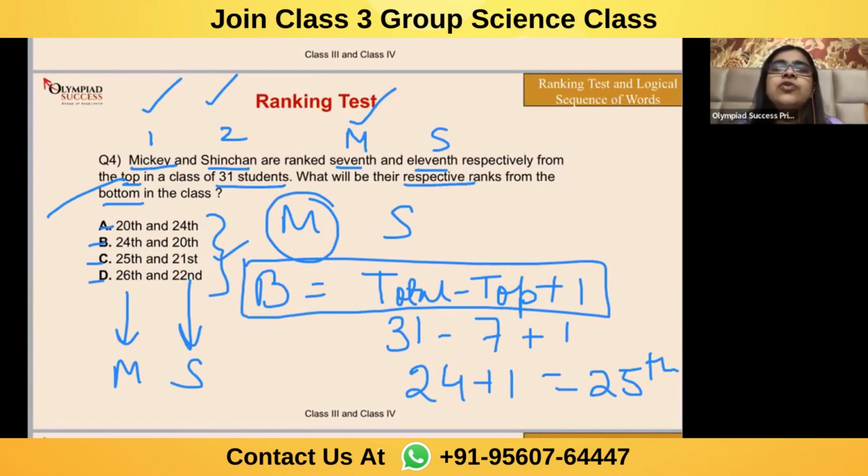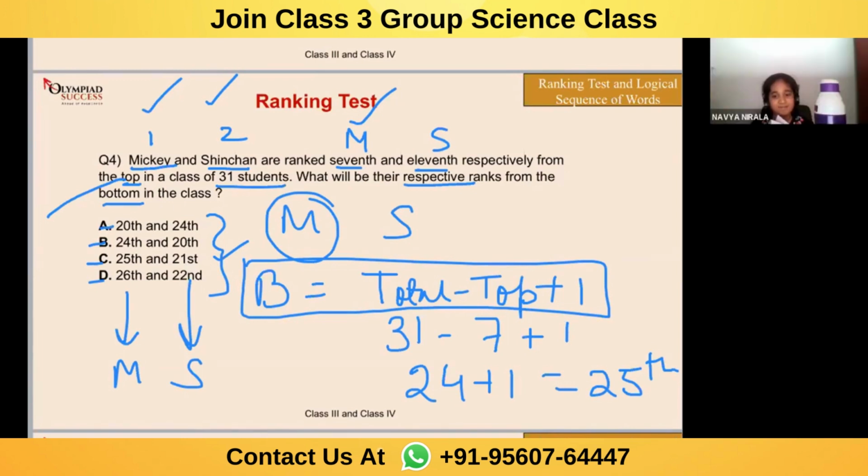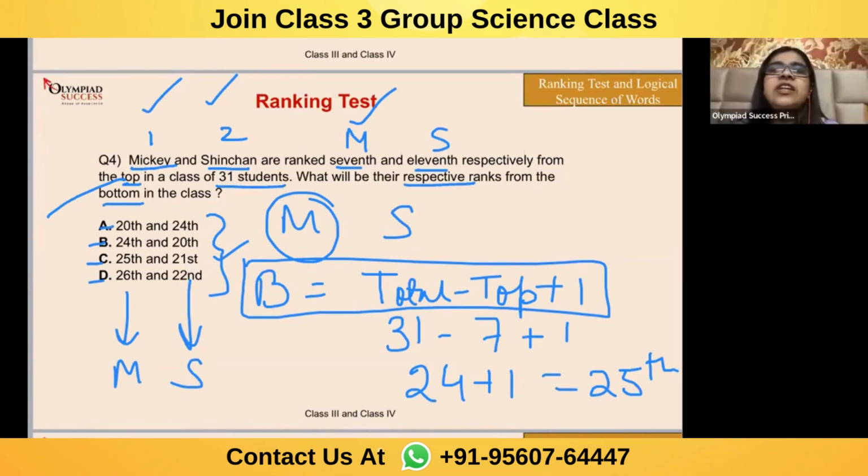So, whom do you want to take? Mickey or Shin-chan? Shin-chan. Okay, we'll show you the calculation for Shin-chan. Kirtana, did you get till here how I will get the rank from the bottom? I have to take the total number of people, subtract any one of them's rank from the top. Like here, Navya said, we will do it this time for Shin-chan. So for Shin-chan, what's the rank from the top?